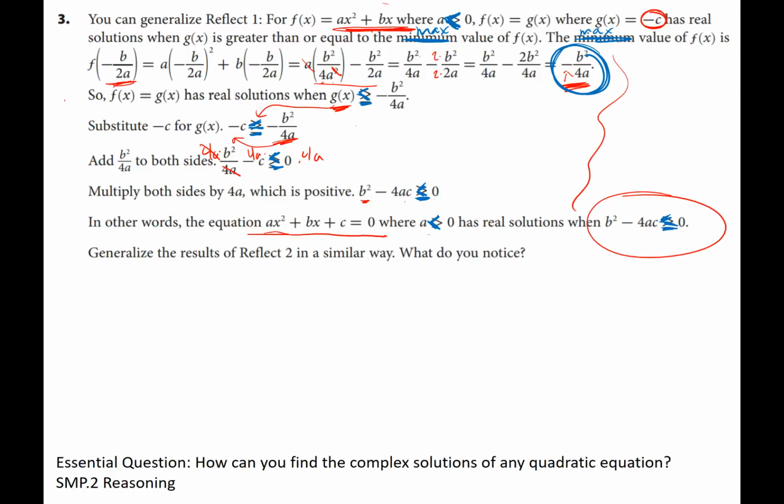So basically what we've said is that it doesn't matter whether a is greater than 0 or less than 0. This function right here tells us when it has real solutions. So that part let's write down. Let's write that generalization down.